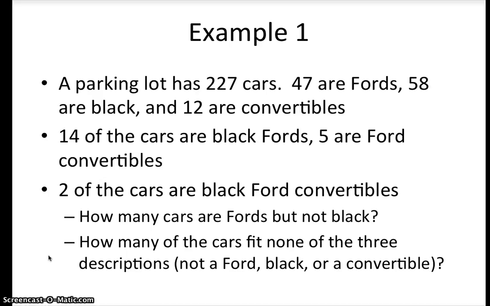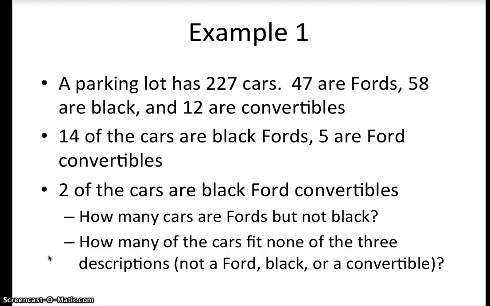This is going to be an example about a Venn diagram that's going to have three circles. So, let's suppose we have a parking lot that has 227 cars in it. 47 of them are Fords, 58 are colored black, and 12 are convertibles. Furthermore, 14 of the cars are black Fords, and 5 are Ford convertibles. And 2 of the cars have all three attributes. They're black, and they're Fords, and they're convertibles.